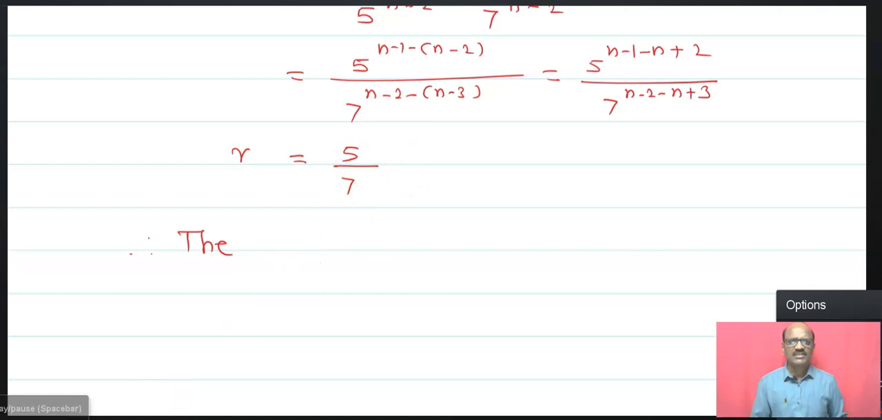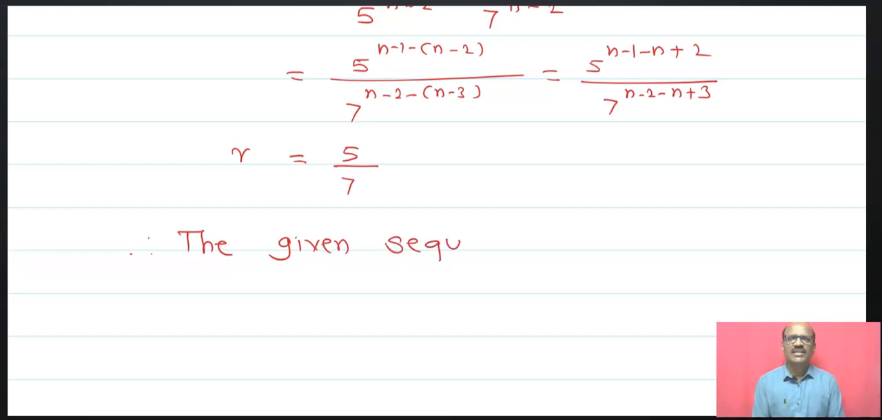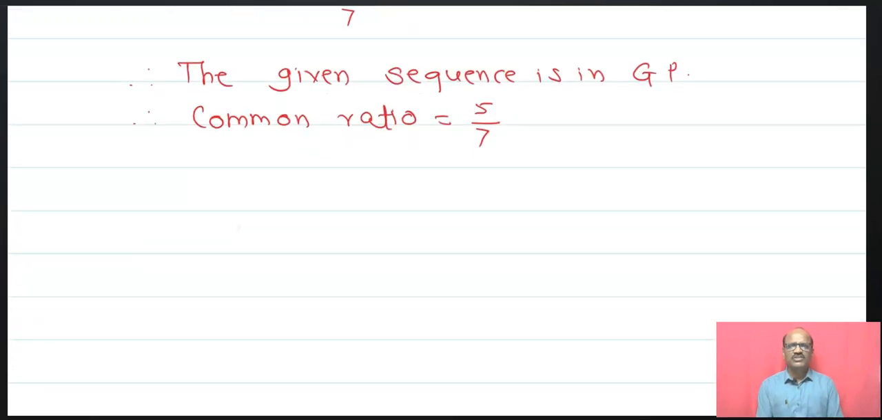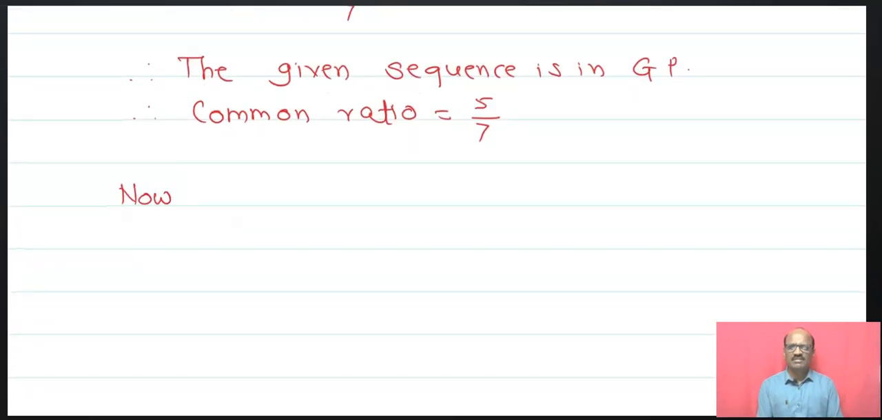Now next, therefore the ratio is constant. Which ratio? Tn plus 1 upon Tn, that ratio was constant, and hence the given sequence is in GP. We always say the ratio in a geometric progression is constant. And the common ratio is 5 upon 7.